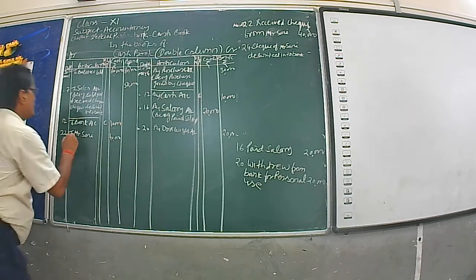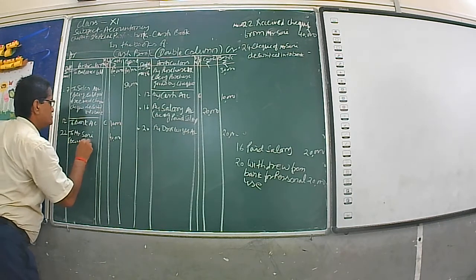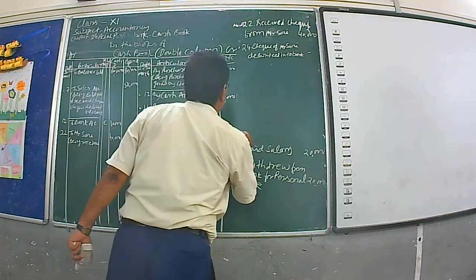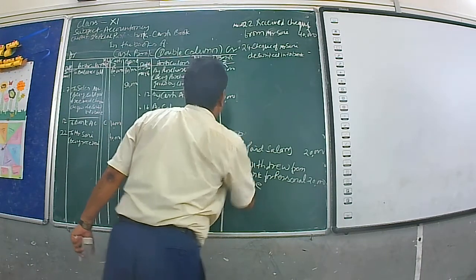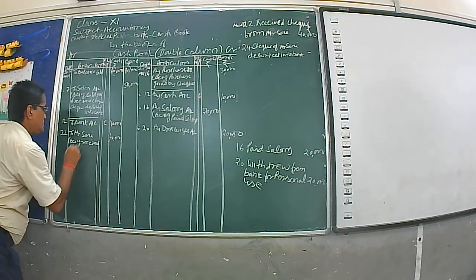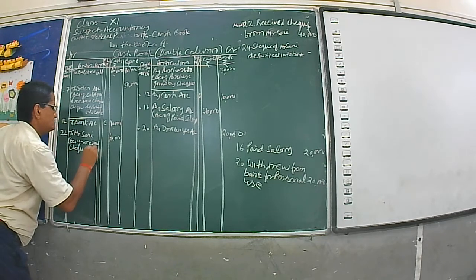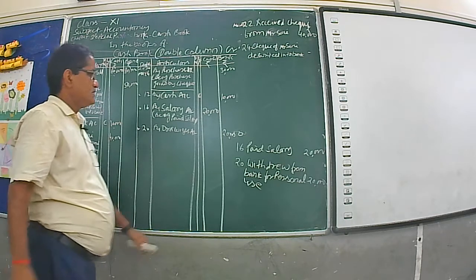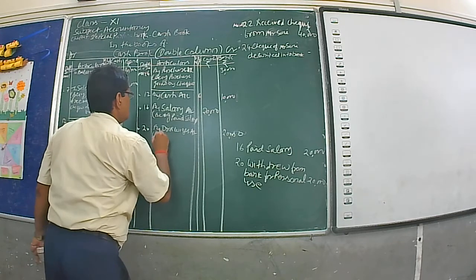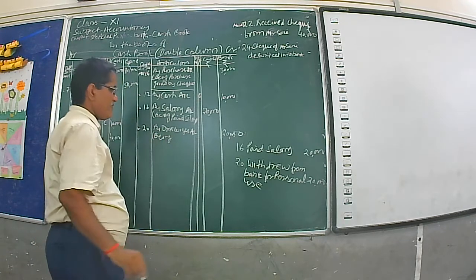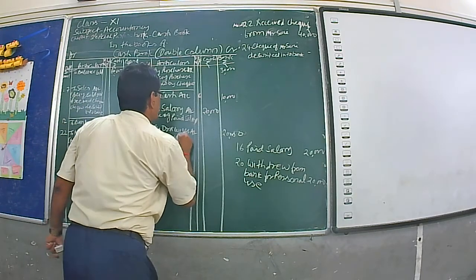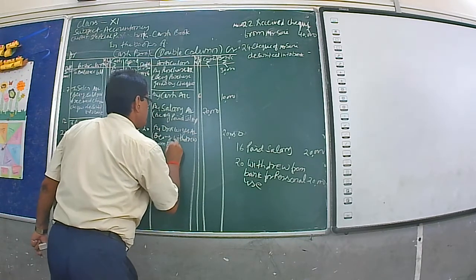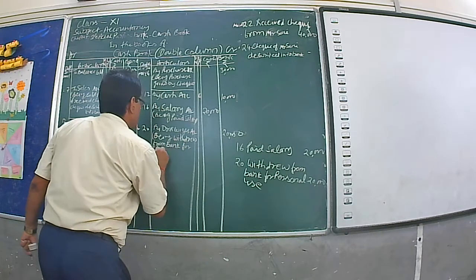Note down here the narration: being received check from Mr. Soni. Amount 40,000. Here narration: being withdrew from bank for personal use.